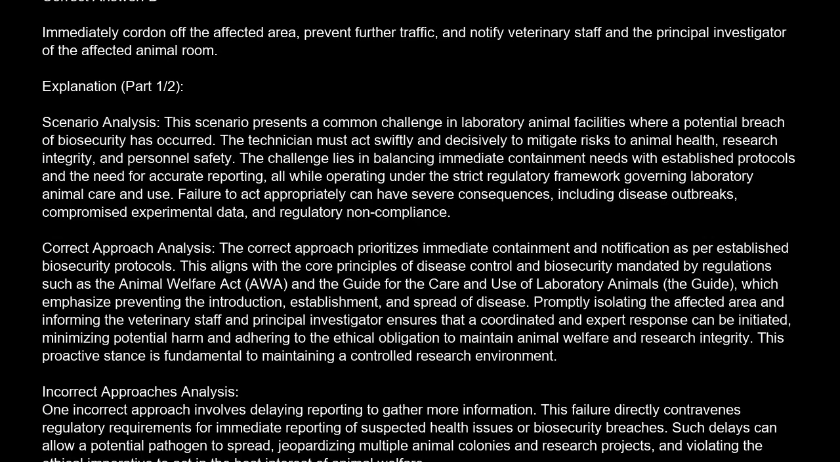The correct answer is D. Immediately cordon off the affected area, prevent further traffic, and notify veterinary staff and the principal investigator of the affected animal room. Explanation. Scenario analysis.